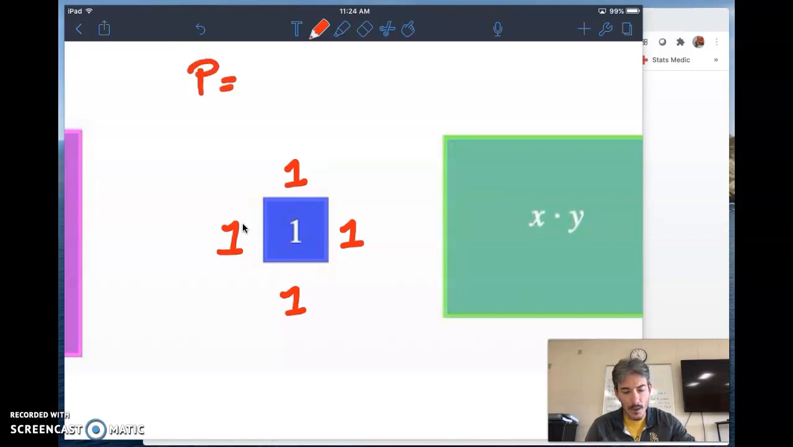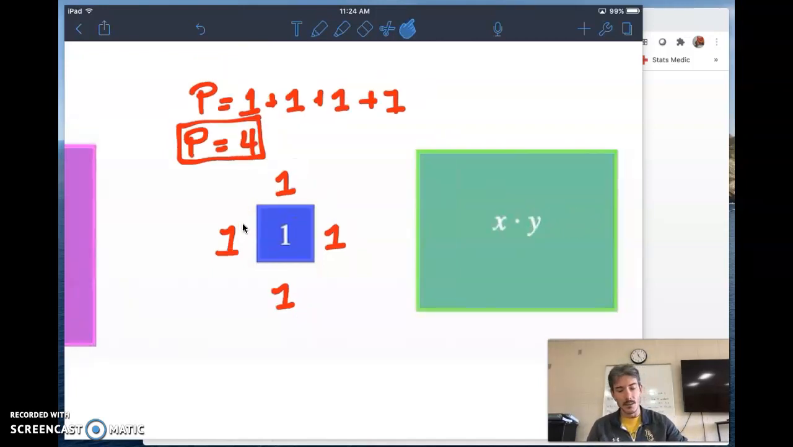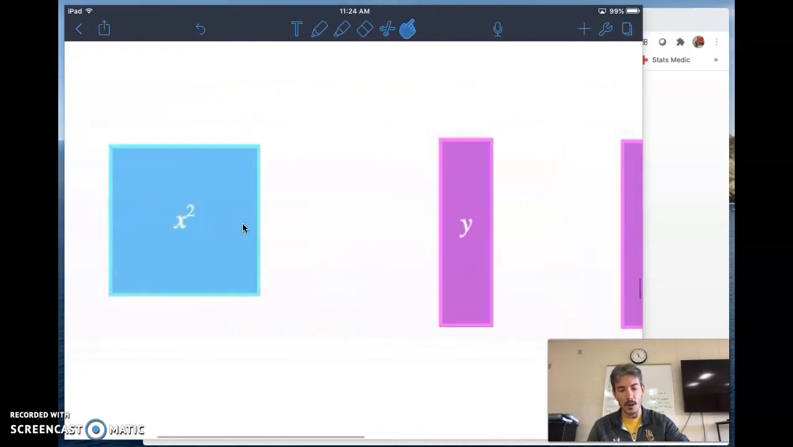How in the heck can we come up with perimeter? Well, we can just add all of those items up. And some of you, I'm sure, are already beating me to this. What is the P for perimeter again? The perimeter of this shape is simply 4. Now that one was probably pretty easy. Let's move on to something that's maybe a little bit more complex.